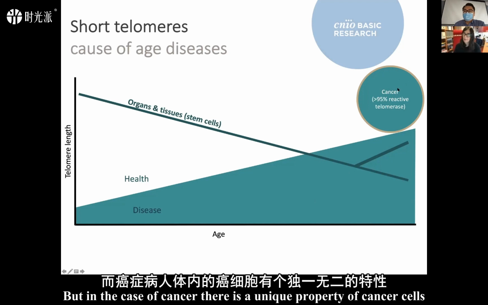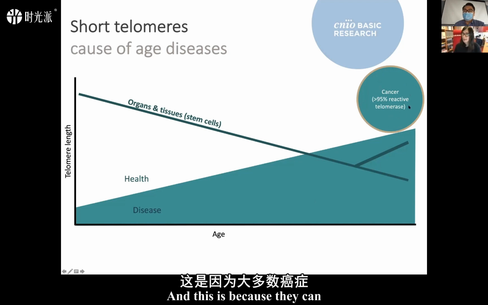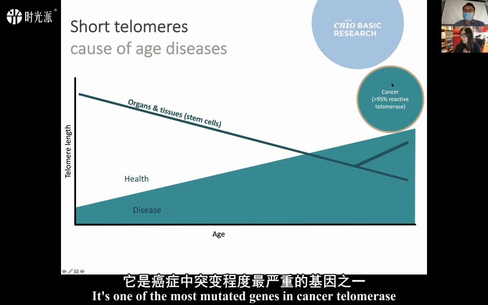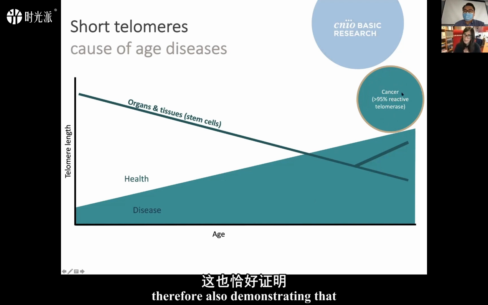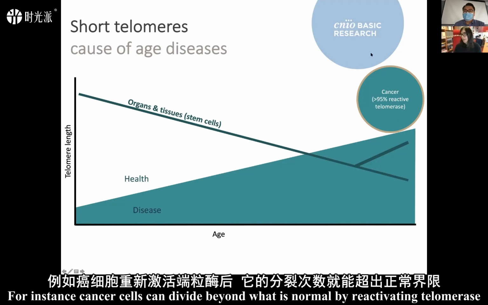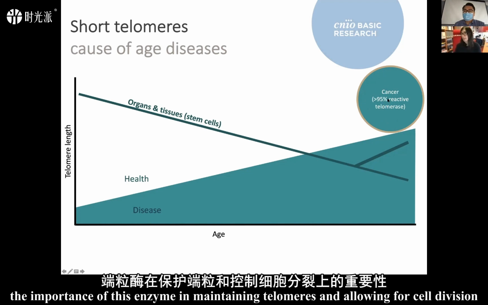But in the case of cancer, there is a unique property of cancer cells, which is that they are able to divide indefinitely. And this is because they can reactivate telomerase. And this happens in the majority of cancers. Telomerase is one of the most mutated genes in cancer, therefore also demonstrating that telomere length is really limiting for the ability of cells to divide. For instance, cancer cells can divide beyond what is normal by reactivating telomerase. So this is pointing to the importance of this enzyme in maintaining telomeres and allowing for cell division.